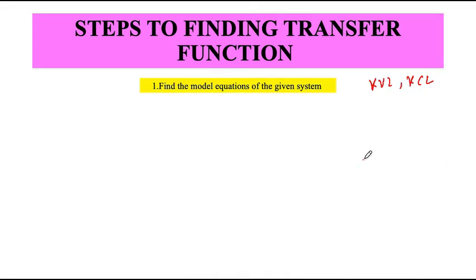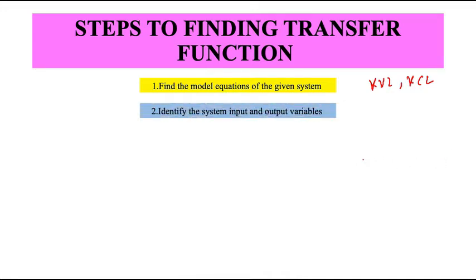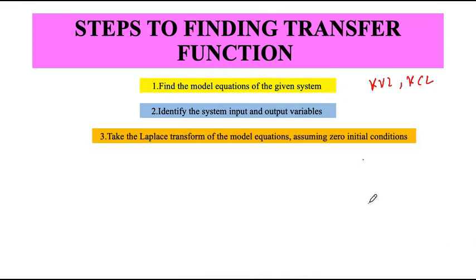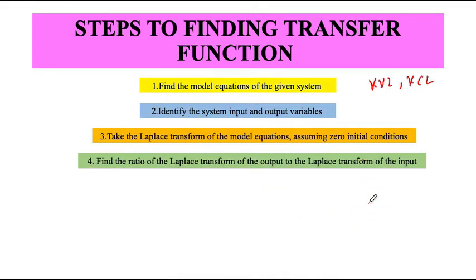Second, identify the system input and output variable, and we will see that the choice of output can be different and is not always unique. Now take the Laplace transform of the model equations, which are essentially differential equations, and assume 0 initial conditions, and then find the ratio of the Laplace transform of the output to the Laplace transform of the input. I can do this because it is a linear equation.